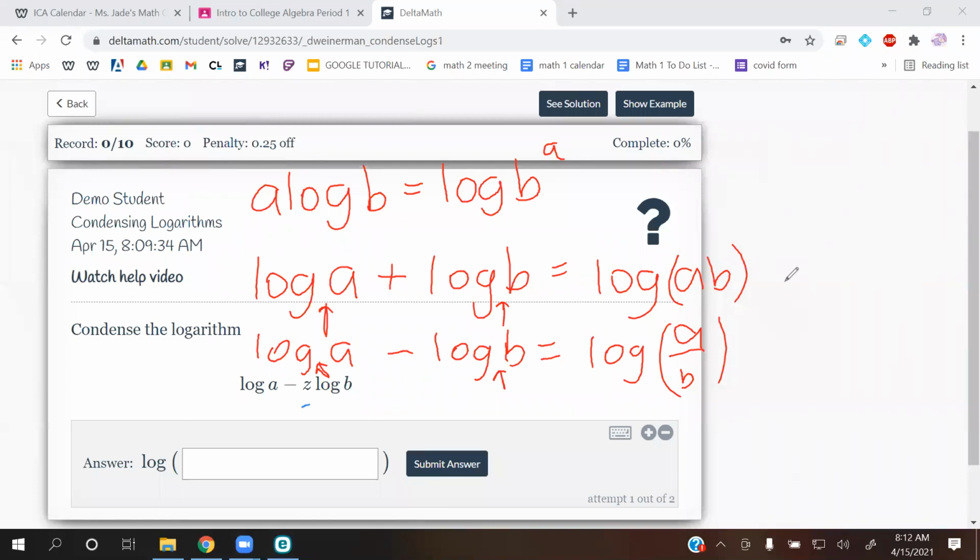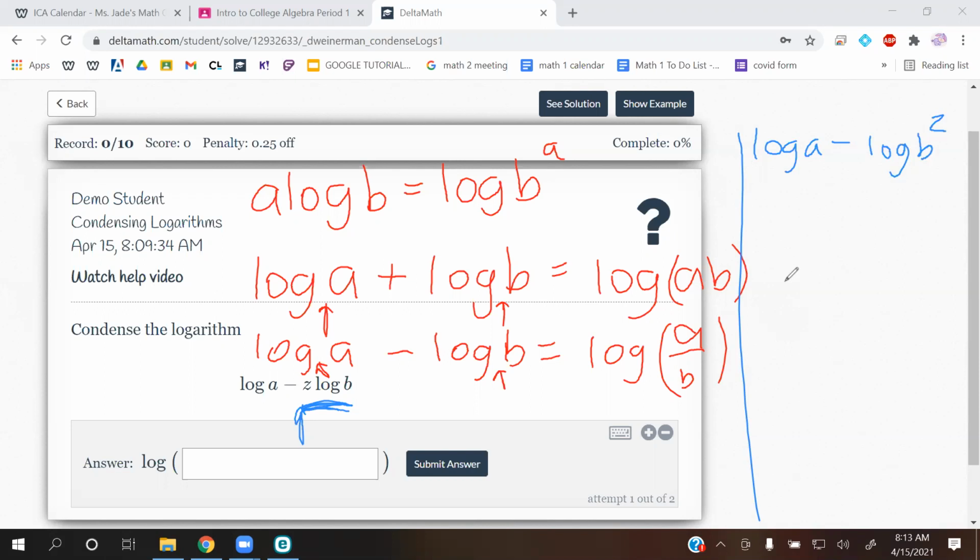All right, so log A minus Z log B. So let's first condense the Z log B portion. I'm gonna write the work for it over here just because I have space. So log A minus, so when we have a Z in the front over here and it's Z log B, we can actually raise B to the power of Z. So log of B to the power of Z. That's a Z, not a 2, okay? These are all letters. So log A minus log B to the power of Z.